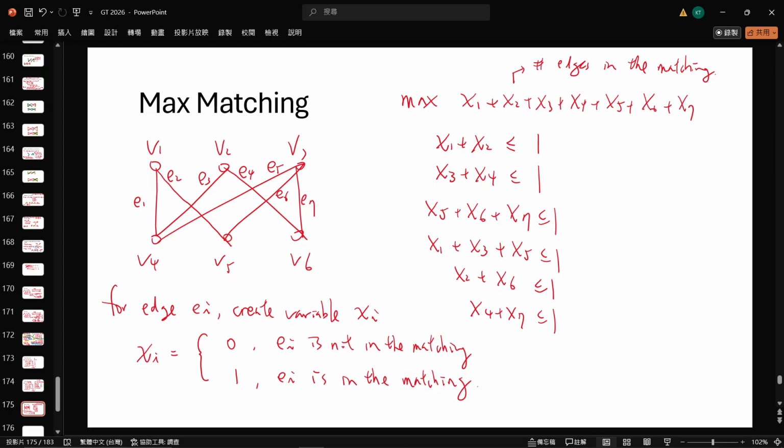Because we have this definition of xi, saying that if xi is 0, this means the corresponding edge is not in the matching, and if it's 1, then it's in the matching, combining this definition and the constraint, we get the constraint we like. Okay, so this is maximum matching. And then we can apply the dual or primal-dual transformation.